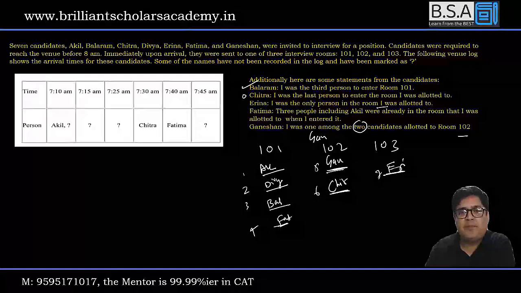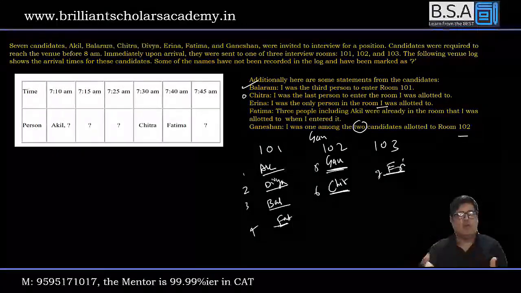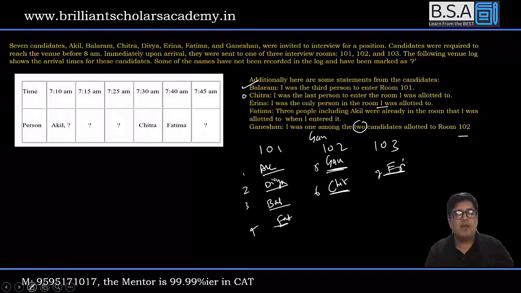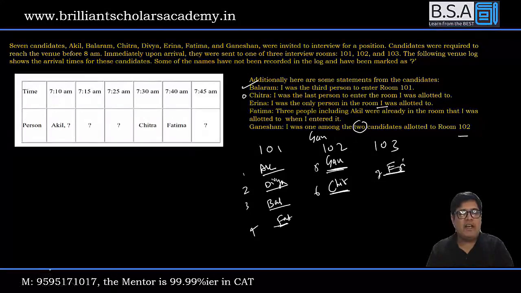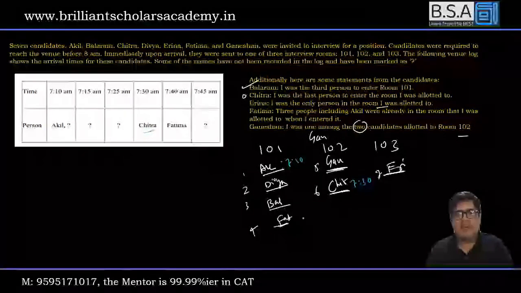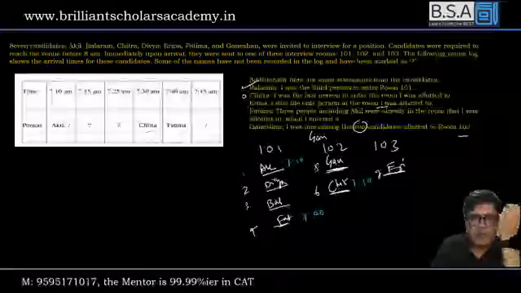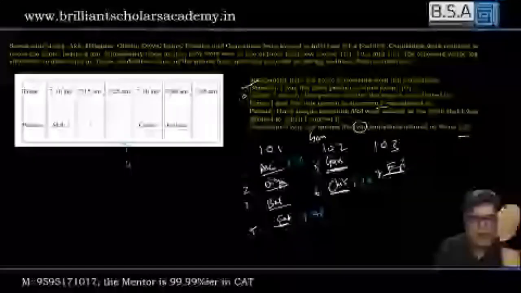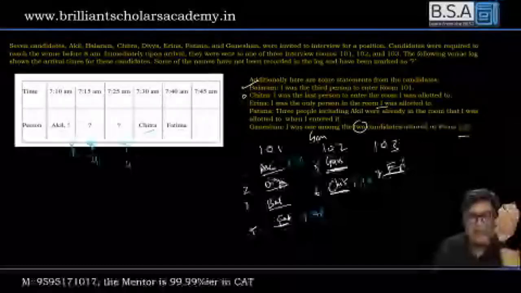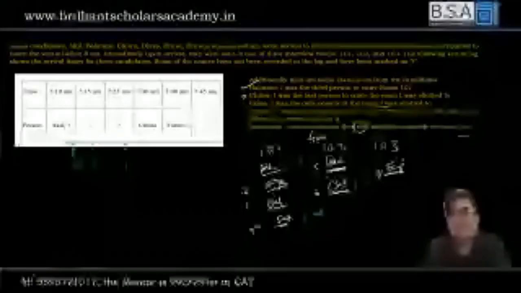So at least by now I know the sequence within a room. Who comes when within a room? I will write down their numbers now. This person arrives at 7:10. Chitra arrives at 7:30. Fatima arrives at 7:40. Can I say Ganeshan has to come before 7:30? So Ganeshan could be here. Ganeshan could be here. Why cannot Ganeshan be arriving at the same time as Akhil?